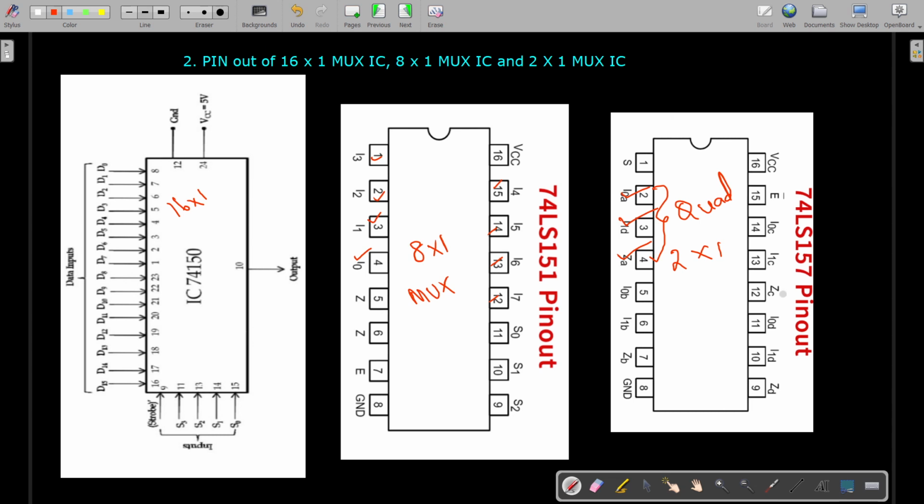Okay. And here you see it is I0C, I1C and ZC. They form the third 2 by 1 MUX. And this I0D, I1D and ZD, it forms the fourth 2 by 1 MUX.